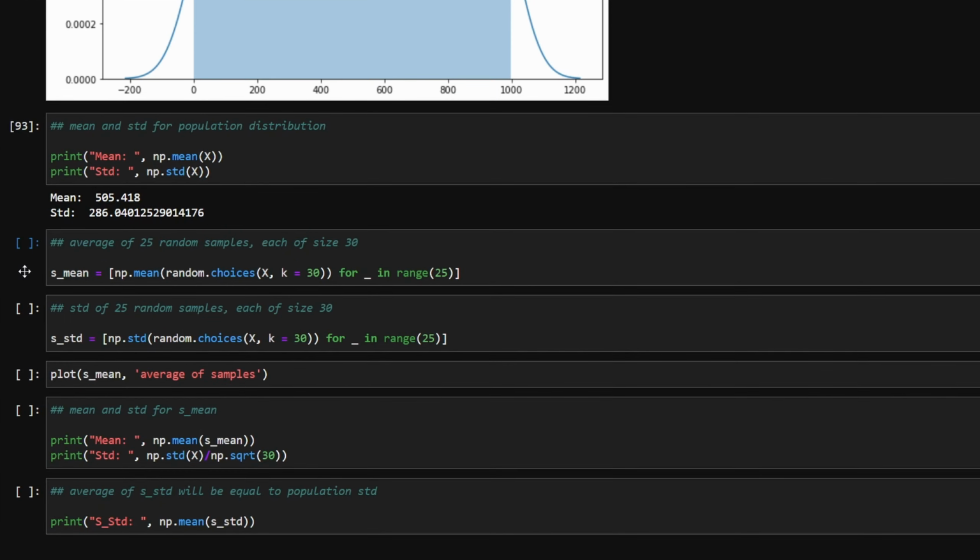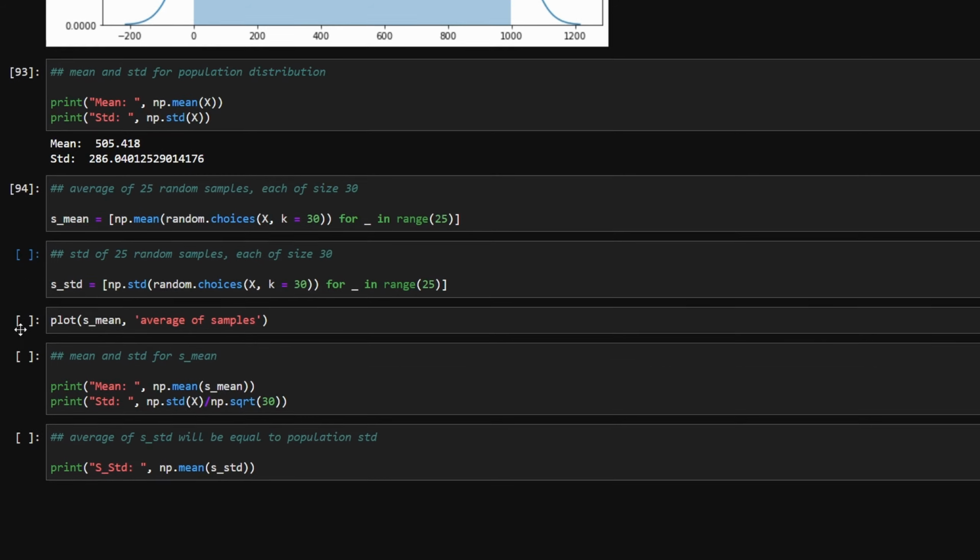Now let's just do what CLT says. So s_mean, this variable, consists of the means of 25 random samples, and the size of each sample is 30 up here. So we are generating 25 samples in total. Let's just run this one, and I'm also generating another variable up here.